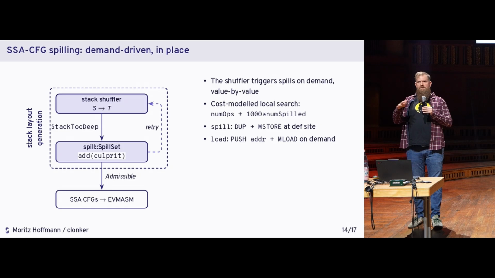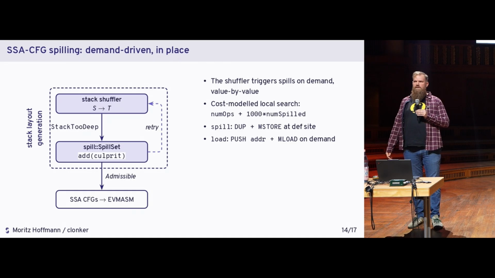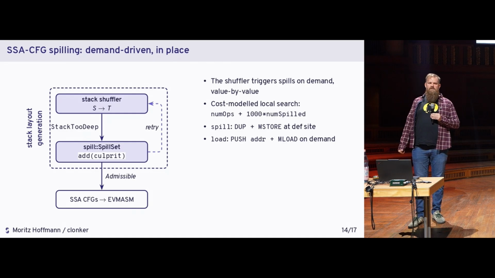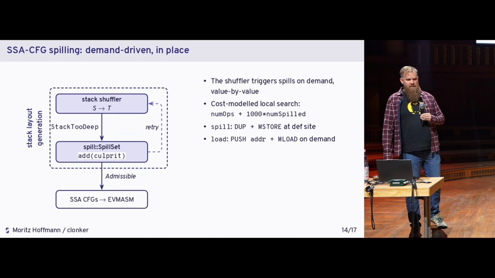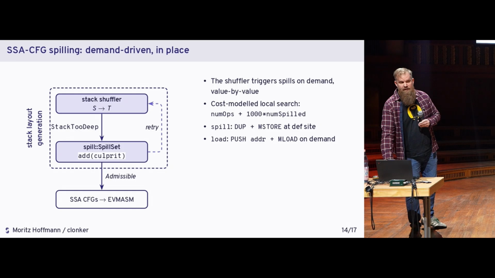So if the stack shuffler, this magic component which transforms one stack layout to the other, gets stuck and cannot continue anymore to achieve the desired final form, it's going to trigger the spill. And the spill then translates to a DUP and an MSTORE at the definition side, because we only have one definition of a variable, and that definition is constant, and that is going to go into memory, and that's it. And then later I will push the address and MLOAD it back. And this is then done in a loop until we can actually generate the code, and there's no more stack too deep.